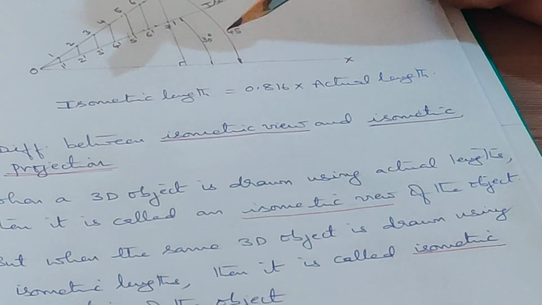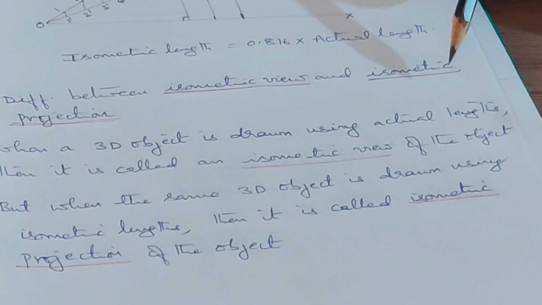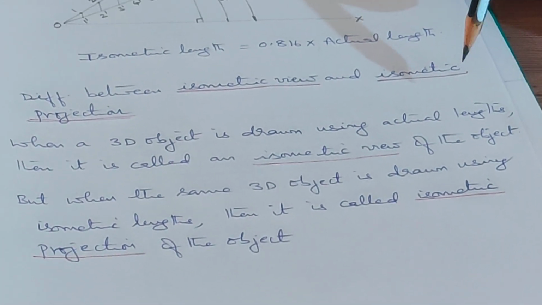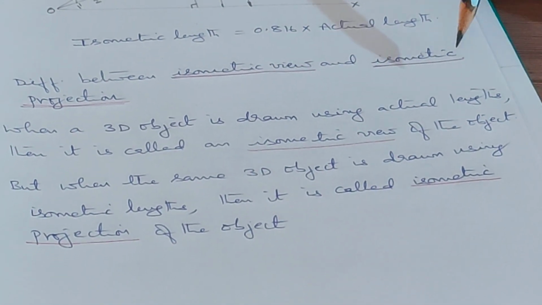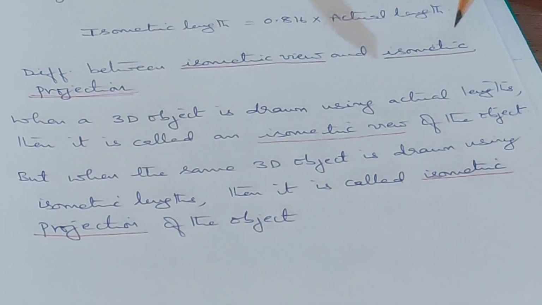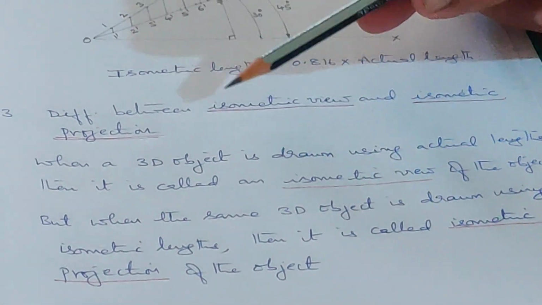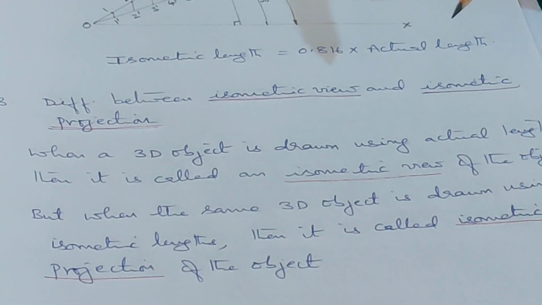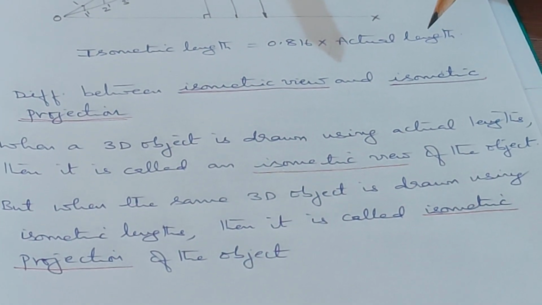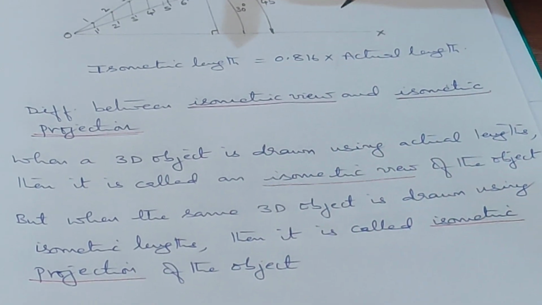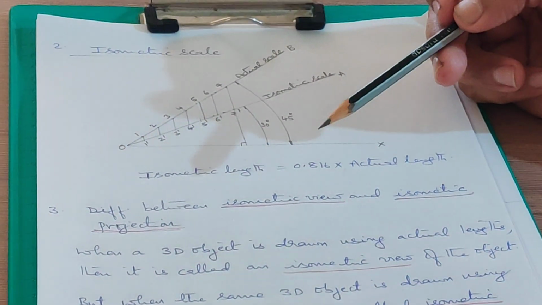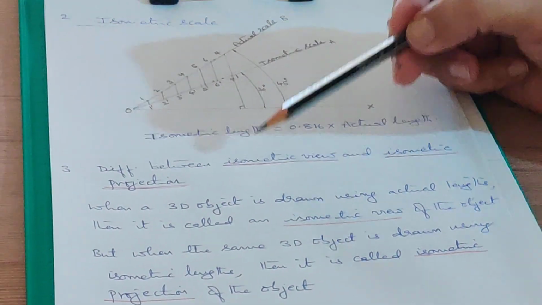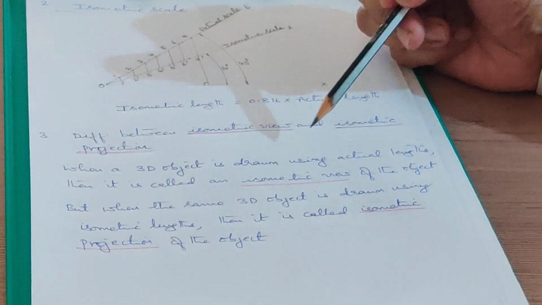So when you compare these two, isometric view and isometric projection, they look alike in shape, but the size would be different. Isometric view will be larger in size, whereas isometric projection will be diminished in size. But the shape will be the same. So when you are using Solid Edge, normally we draw it as isometric view first.